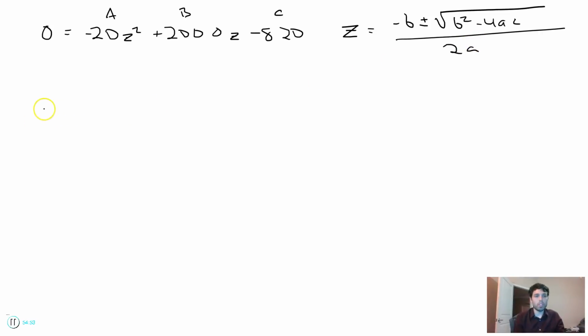So we're going to have z equals the opposite of b. B is 2,000, so negative 2,000 plus or minus. We're going to get two answers here, right? Because it's actually two angles that will work for this. Square root of b squared. B squared is 4 million, I think. So let's just solve the whole thing underneath the equation at once, right?